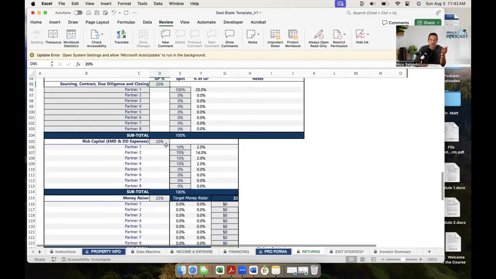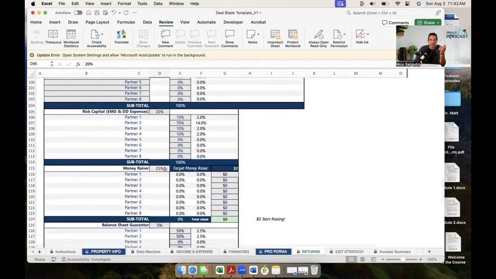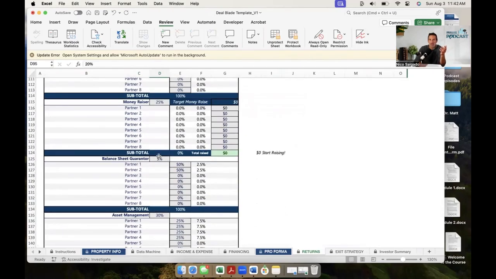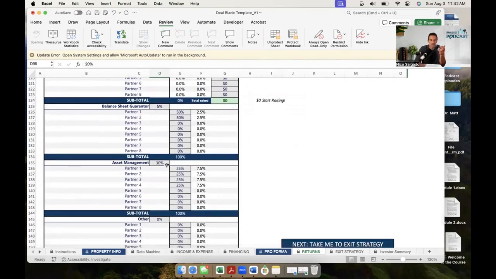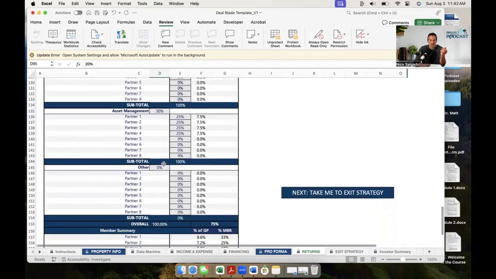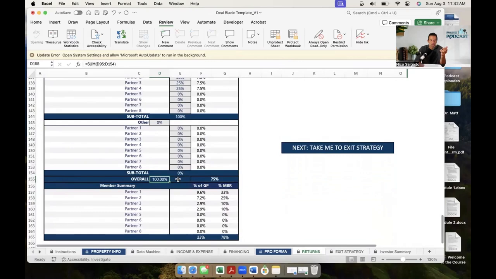Risk capital, EMD, DD expenses, 20 to 30%. The capital raise, 25, 30%. The key principal or the balance sheet guarantor or guarantors, 5 to 10 to 15%, depending on the deal. Asset management, 30, 40%, whatever it is. And then I gave you a category for other. And that's going to total everything. It's going to equal 100%.